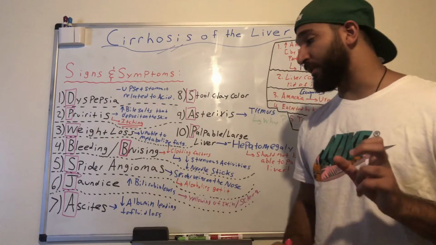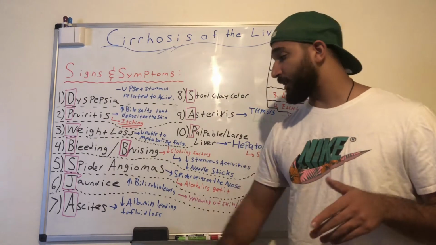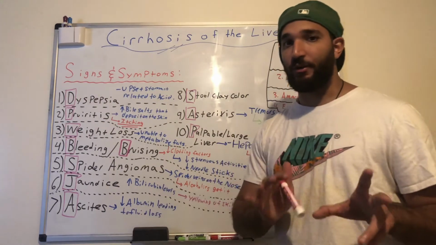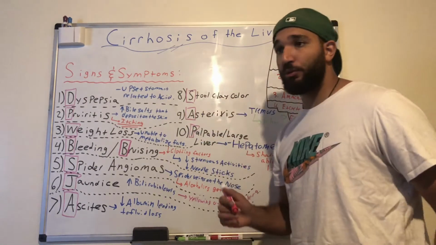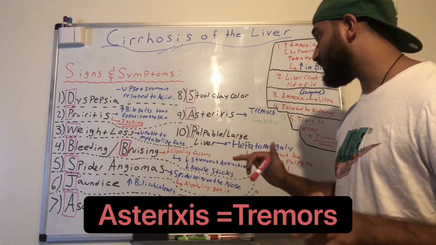Ascites is due to a decreased amount of albumin, leading to fluid loss. I'm going to break this down too because I think it's very interesting. Clay color stool: their stool color is going to change. The ninth sign or symptom is asterixis.